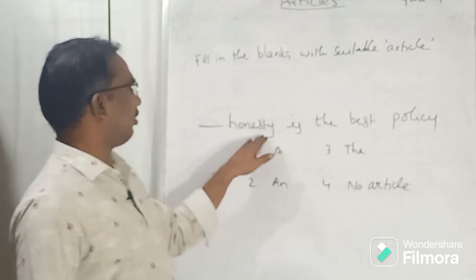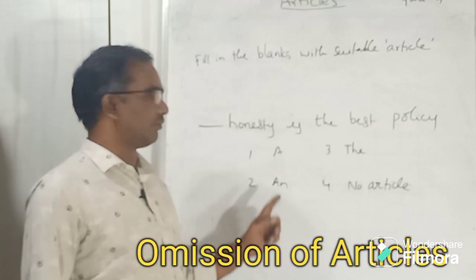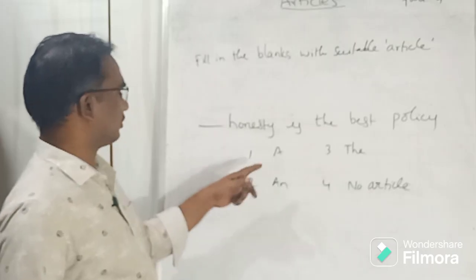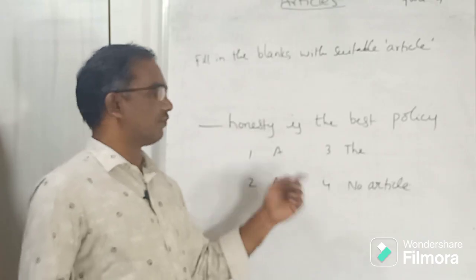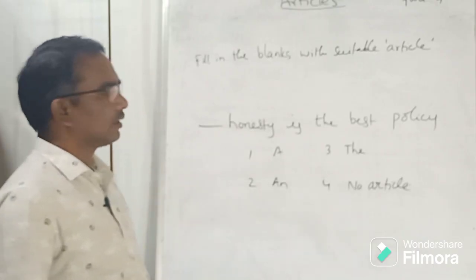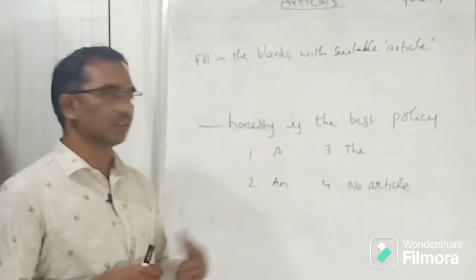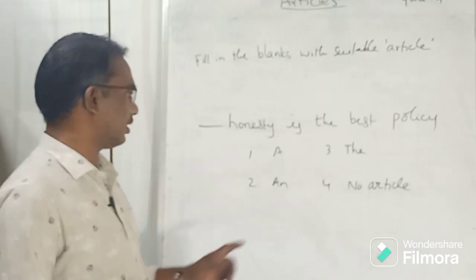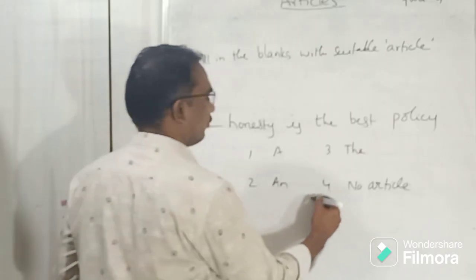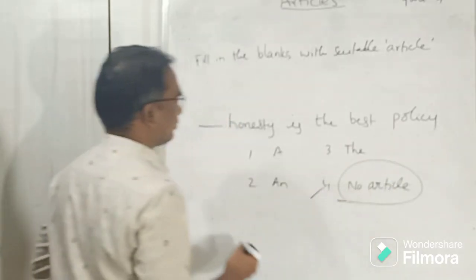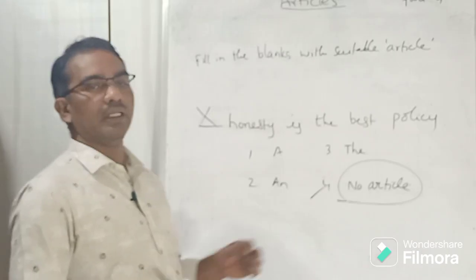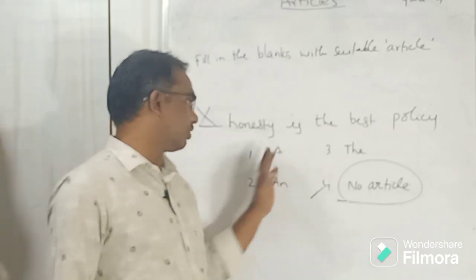Let's look at it. Honesty is the best policy. Which article are you going to choose? Do you choose 1 or 2 or 3 or 4? Take time and try to think about it. Pause the video and think about it. The answer is the fourth one, no article. Here it doesn't require any article. Do you know the reason?